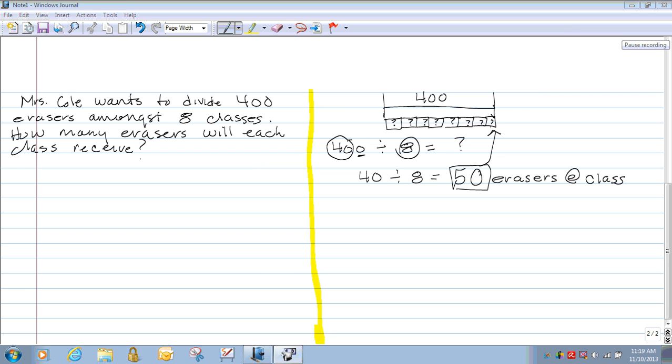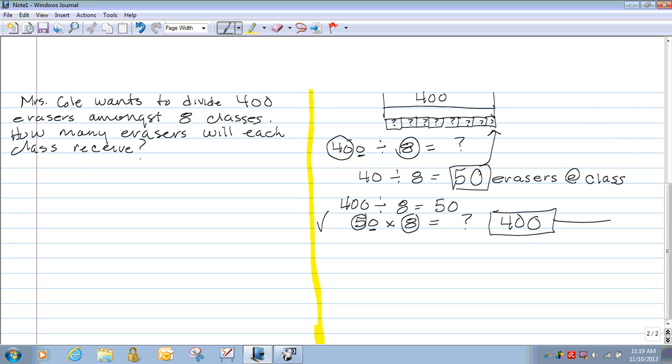Remember that multiplication is the inverse of division. So if I have 400 divided by 8 equals 50, I can check my work by taking 50, multiplying by 8, and seeing what product I come up with. I know that 5 times 8 equals 40. If I place my 0, I have 400, and here is 400 matches that 400. So I know that my answer is correct. Push pause to write your notes.